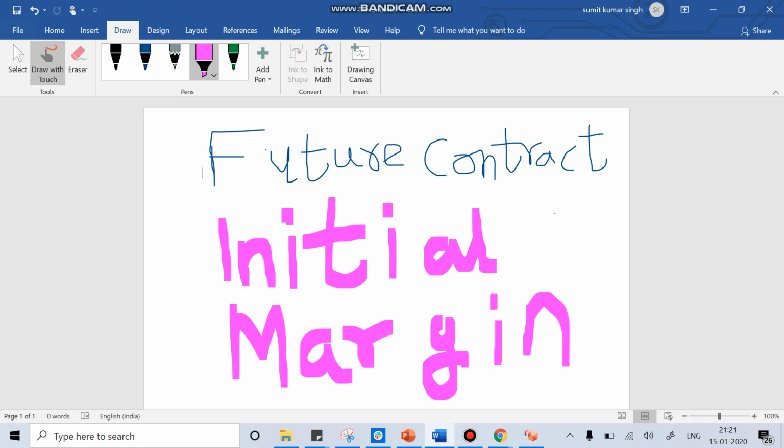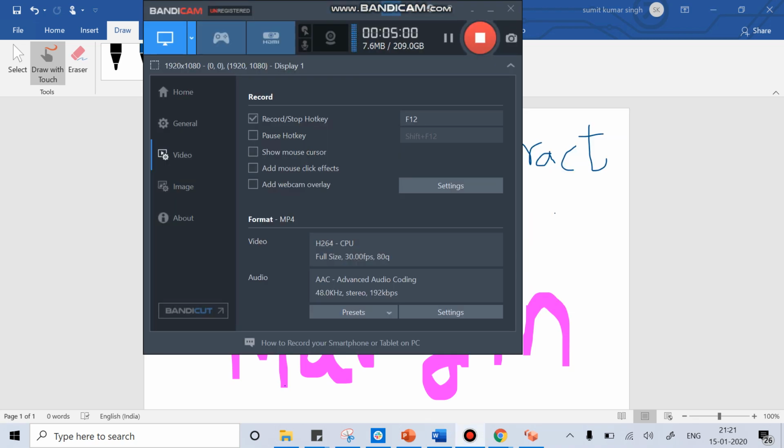Maybe around 30 to 40% of the total value of the contract you have to deposit initially, at the forefront. Whenever the contract starts, at that time only you have to deposit that money, so that in case you default in the future, the other person would be given that amount from your account. I hope you are understanding.